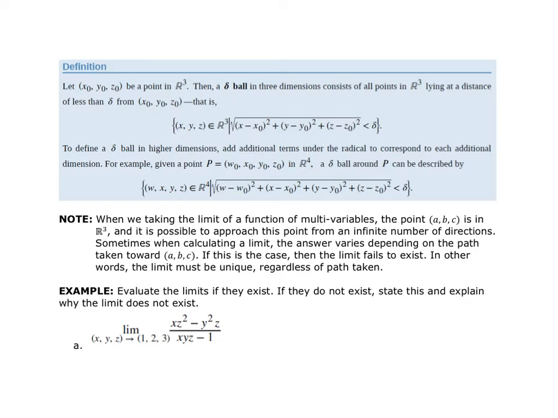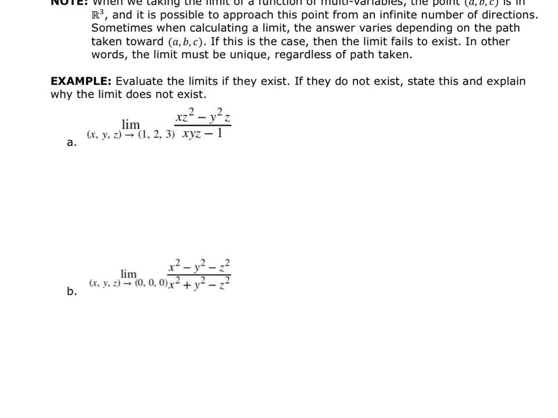So the path that we take still has to give us the same answer, which means that the limit has to exist. If one path fails for the limit to exist, then the whole thing does not exist. However we approach it, the limit must exist. So what do I mean by that? Let's take a look at these two examples here.